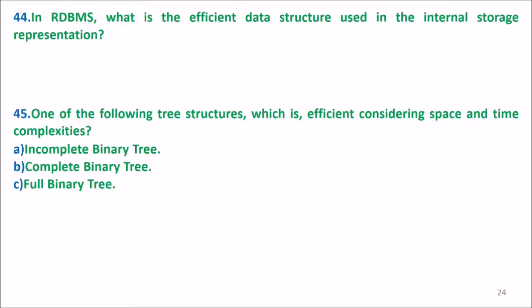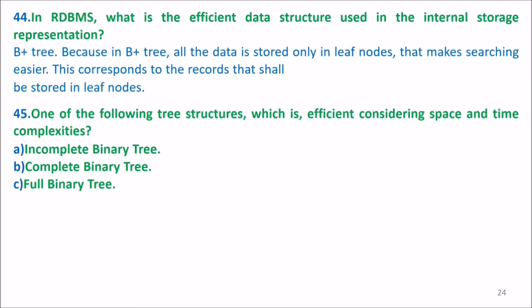In RDBMS, what is the efficient data structure used in internal storage representation? We use the B plus tree. Why B plus tree, B tree, B plus tree? We use B plus tree because in a B plus tree, all the data is stored only in the leaf nodes. That makes searching easier.